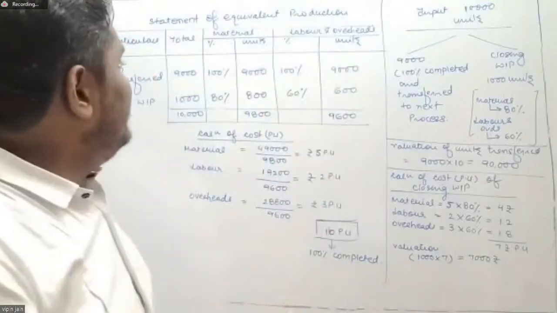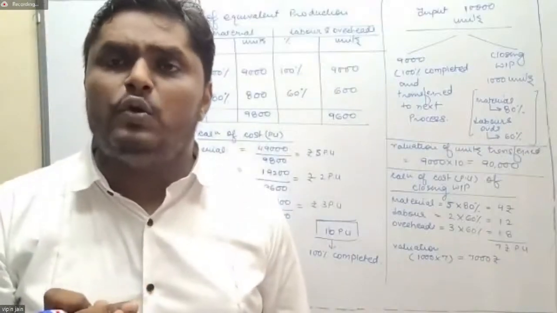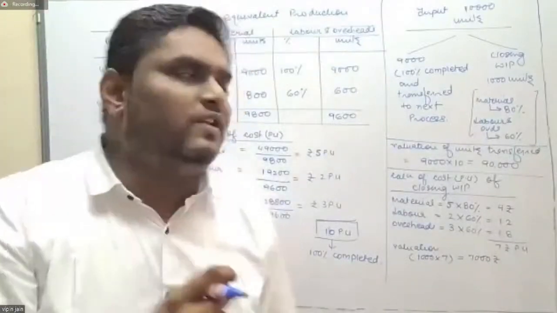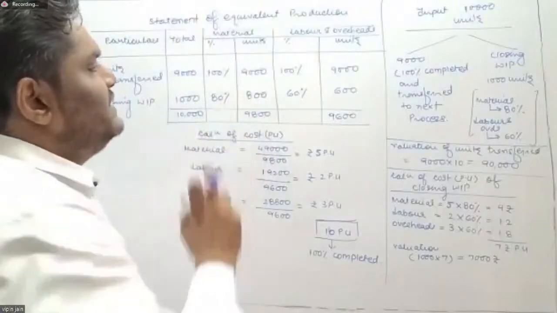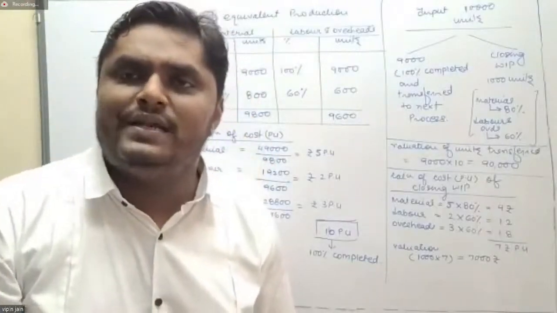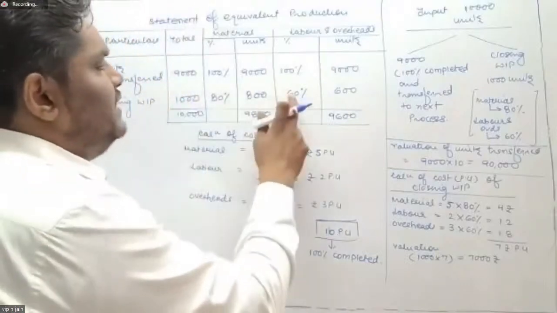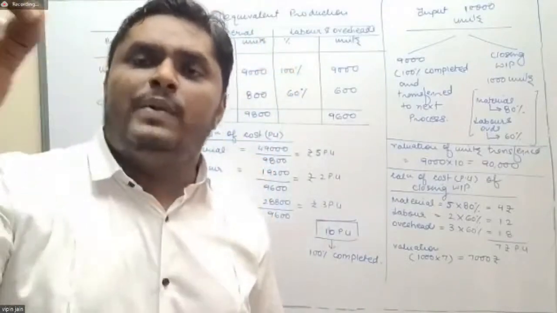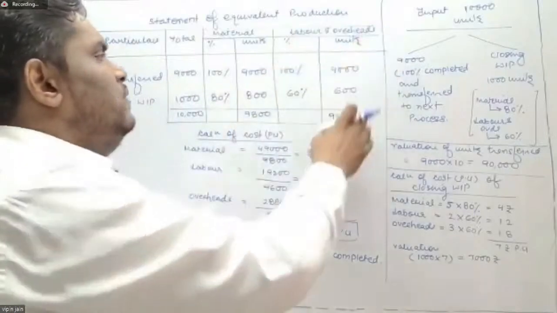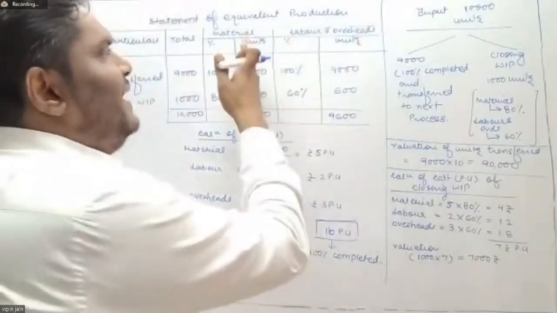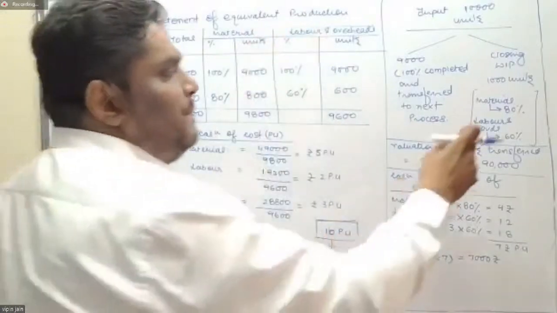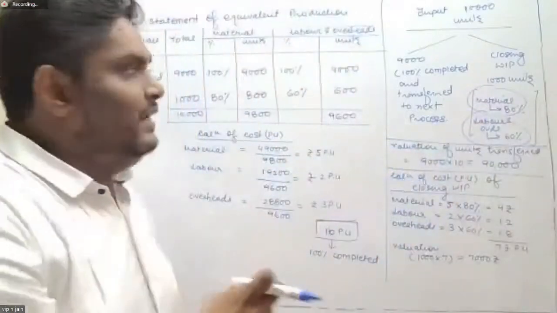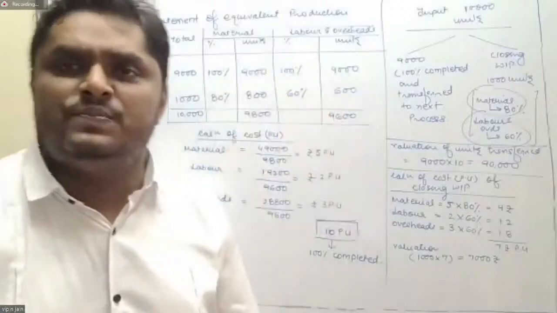When talking about closing work in progress, we are left with 1,000 units, which are 80% complete in respect of material. So 1,000 into 80%, that is 800. And as far as labor and overheads are concerned, they are only completed up to 60%. So 1,000 into 60%, that will be 600. So this is how we got the equivalent number of units for material, that is 9,800, and for labor and overheads, that is 9,600. Why are separate columns for material and labor prepared? Because the percentage of completion of material is 80%, whereas labor and overheads is only 60%. That's why separate columns for material, labor and overheads are prepared.